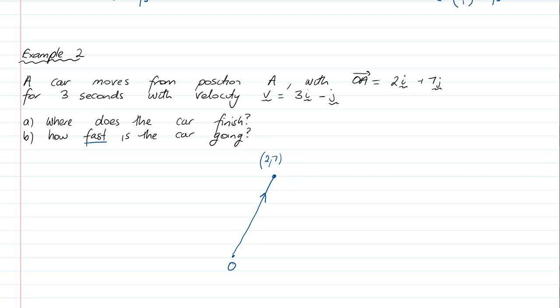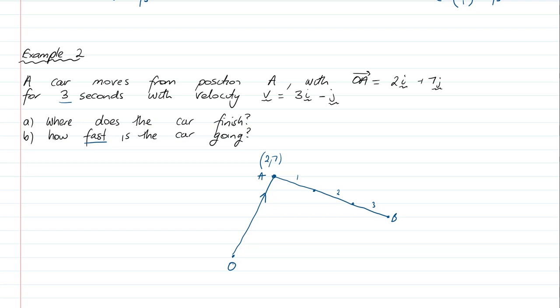And then we've got a velocity of 3, negative 1, or 3i minus j. So it's 3 across and 1 down. Now notice here I'm denoting what's happening each second, and we've got a 3-second movement. So the car starts here, moves each second in this direction according to that velocity 3i minus j. That's 1 second, 2 seconds, 3 seconds, and we'll call this A. We'll call this point B, and that's where it ends up.